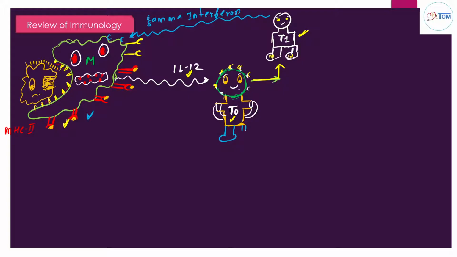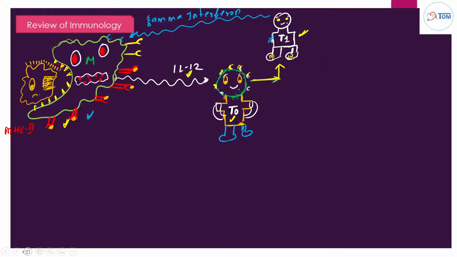This naive cell is just formed inside the bone marrow and doesn't know its function. Don't worry, it is not suffering from jaundice. It's just a one-legged thing, right? This T0 cell transforms itself into the T1 cell. This T1 cell now releases gamma interferon.